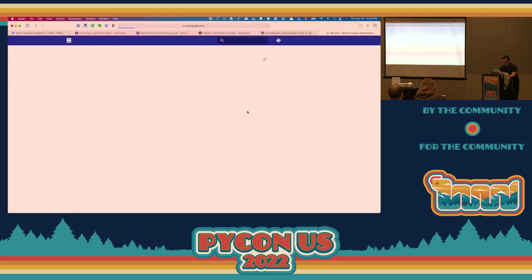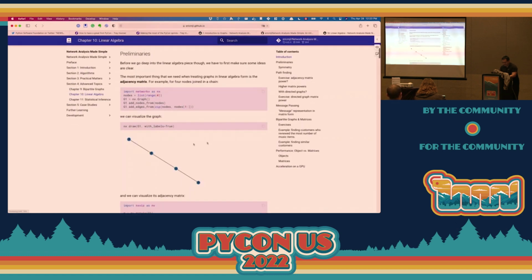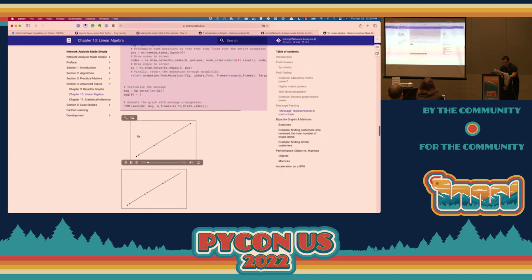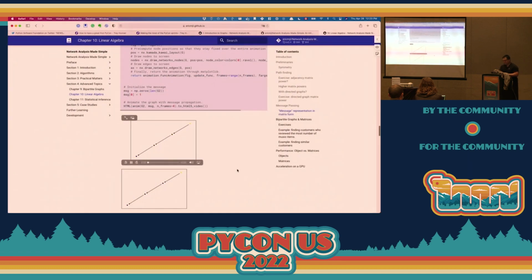You can visualize message passing. Here we go. I want to make this full screen. That is what happens when you message pass and then reset the graph and message pass over again. All right, so dot product of the message indicator matrix against the adjacency matrix. As long as you get the array shapes correct, you do the dot product, you can simulate message passing on a graph. It's mind-blowing.